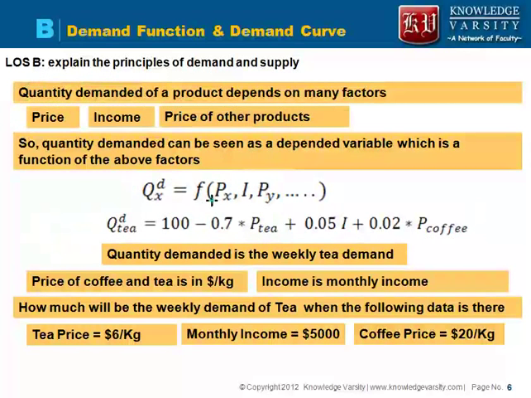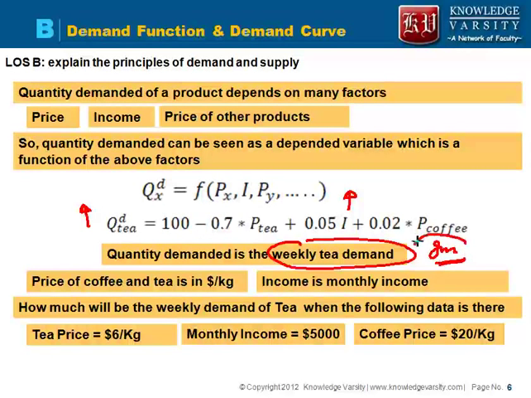It depends on income also. If income increases, your quantity demanded increases. Here the quantity demanded is the weekly tea demand, in grams. So it is the weekly tea consumed by a household in grams, right? The coffee and tea prices are in dollars per kg. Income is the monthly income, expressed in dollar terms, right?